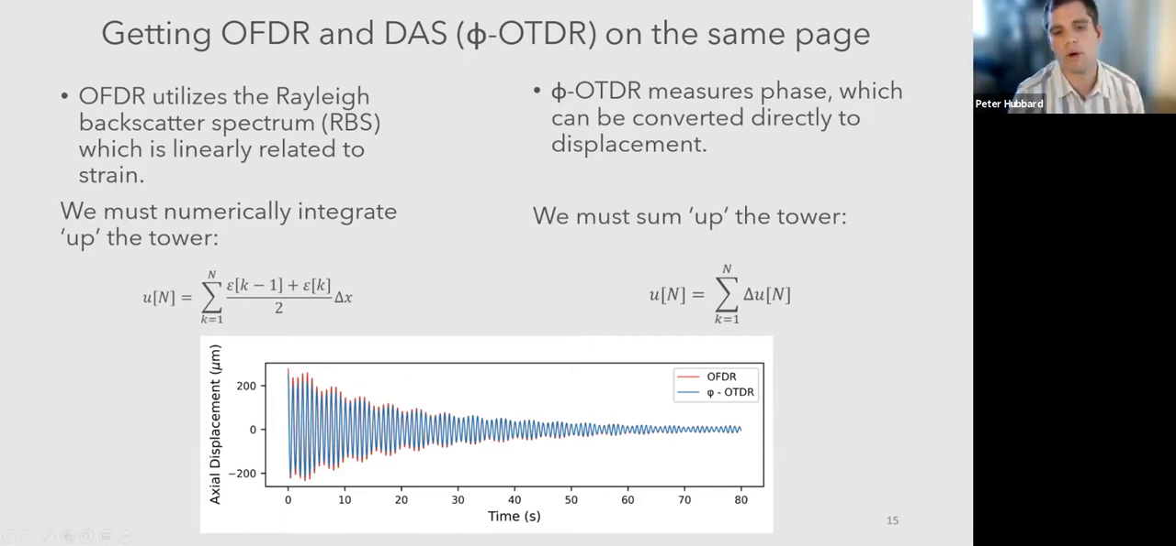We have strain. So one thing from structural mechanics, if you've had some background there that you can recall, is that if we integrate strain, we can get displacement. We can get axial elongation with an integration of strain. So what is this? This is the trapezoidal rule. This is numerical integration. So we integrate strain and we get displacement. With phase OTDR, I already showed you the equations for how we get a change in displacement over one channel, or over one gauge length, I should say. If we sum our changes in axial elongation over one side of the tower, or sum up the tower and get U of N, our displacement field, we're now in the same units. We're now speaking the same language. Because remember, strain is relative to your reference.